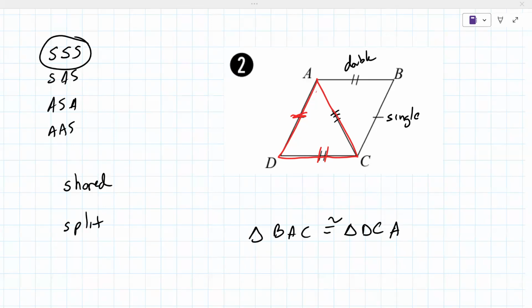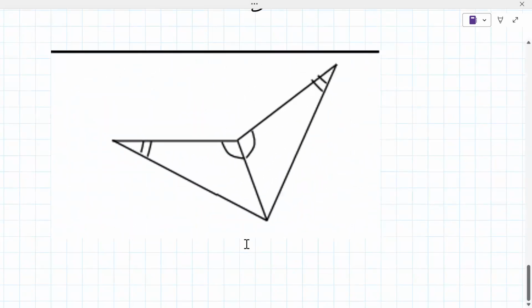Okay, so let's try another one here. It's kind of like the one we just did. I'm gonna add some letters here.